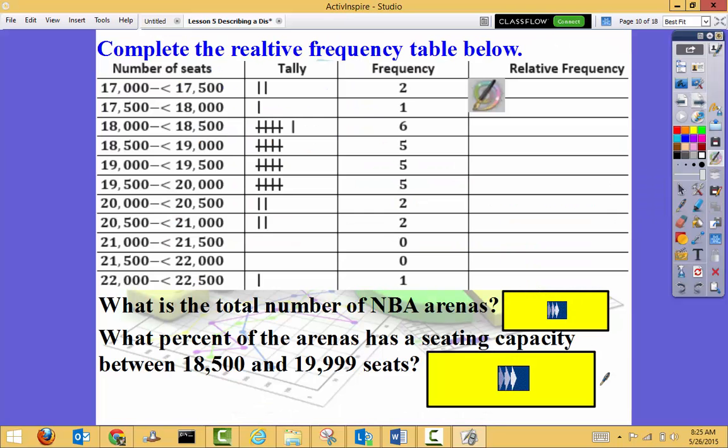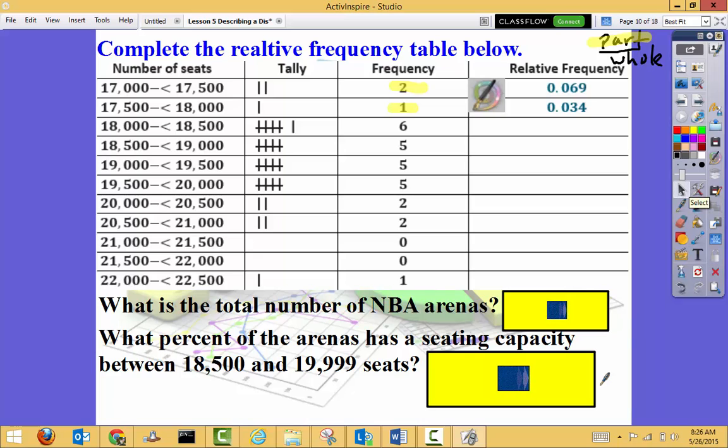Alright. Now what you're going to do is complete the relative frequency table. I'll get you started on the first 2. You may use a calculator for this. Remember though, you're finding the part over the whole. My part is right here. These are my parts. I'm dividing it by my whole. If you don't remember what the whole is, go back into the lesson, recheck.